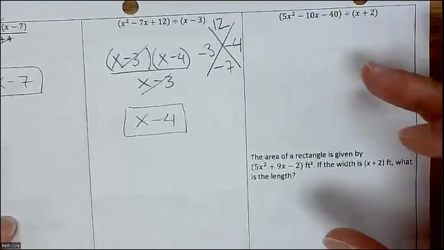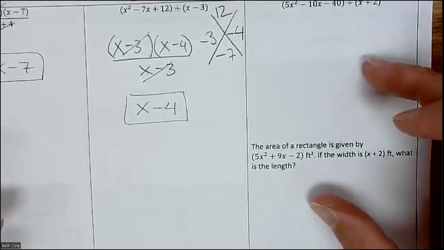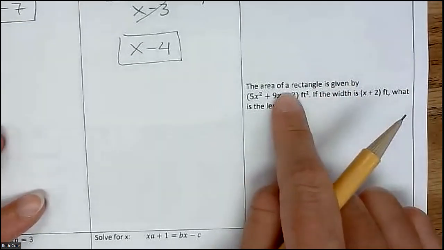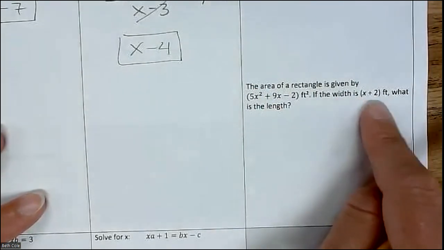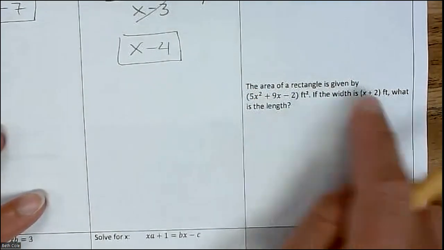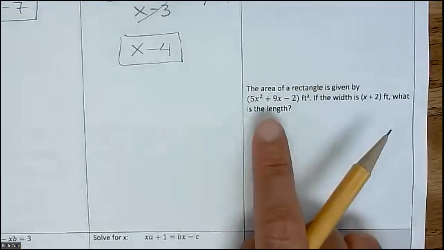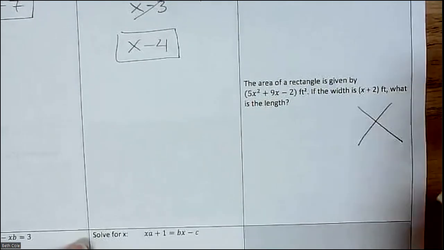All right, now look at these two. It's the same kind of thing. I'm going to do the one that has words in it though, because I think that's the harder one. Area is given by this. This is the width. What is the length? You're just dividing. If you take the area and divide by the width, you're going to get the length, which is the other side. So draw your X box.